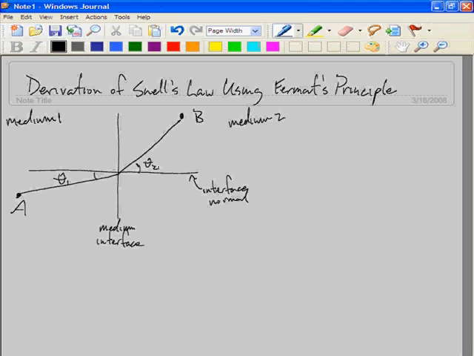Now, to use Fermat's principle, we need to minimize the time it takes to get from point A to point B. If you'll recall, the time is the ratio of distance and velocity.